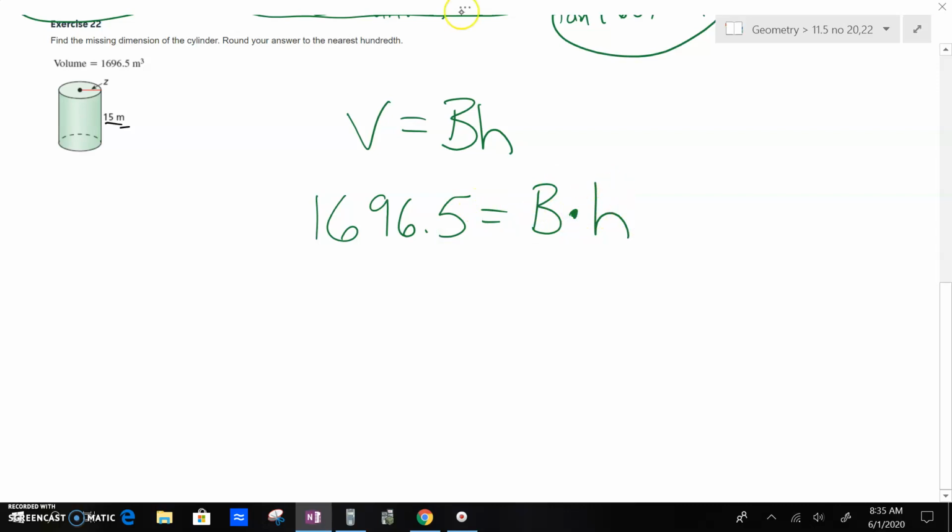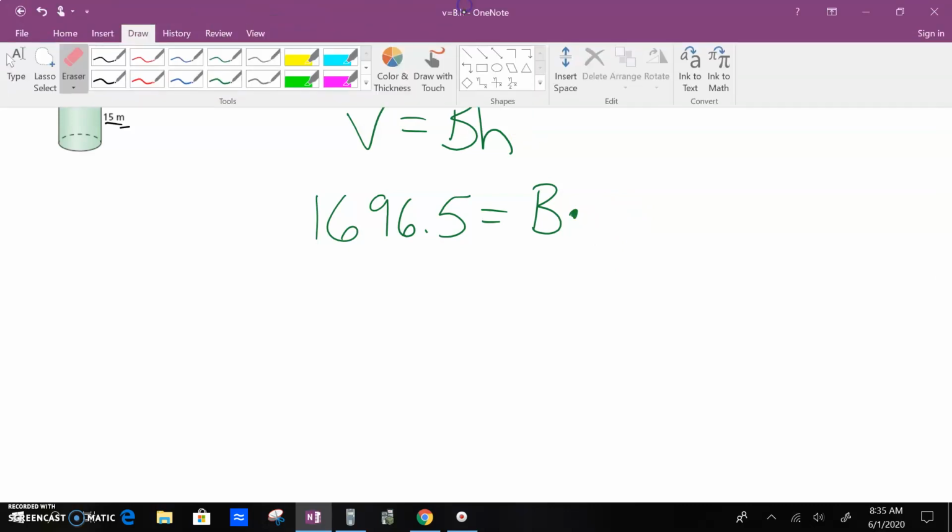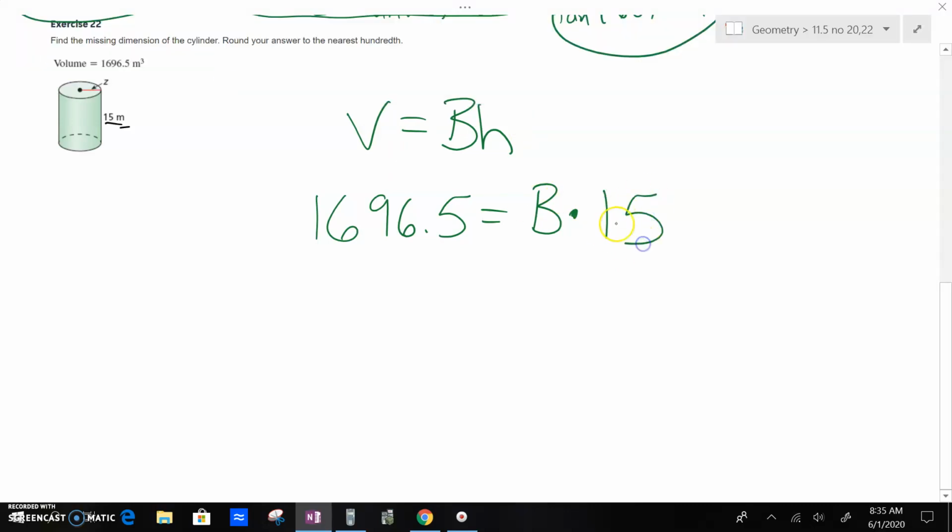So I meant to put a 15 there, didn't I? Let's grab an eraser here. Let's go back. I guess I'm using green. So I know the volume here. That's this one. I know the height here. That's this one.